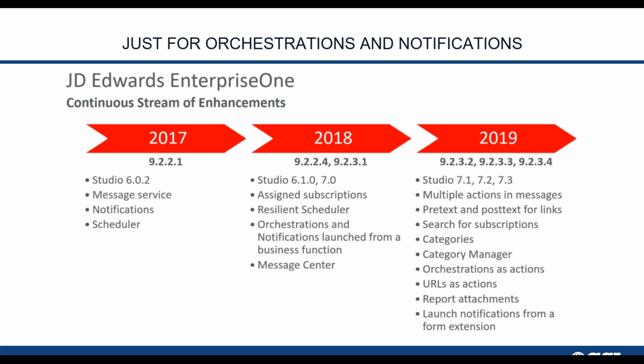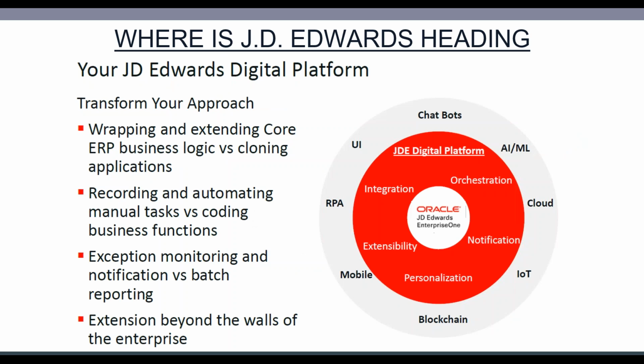So this picture right here is also important because if you're not on Tools Release 9.2.3.5, you're not going to be able to get all these capabilities. If you're only on Tools 9.2.2.1, you can't use Orchestrator Studio 7.3. You have to use Orchestrator Studio 6.0.2, which is a lot less robust. So this is just me trying to say to you, get code current. Get onto the latest tools releases. You don't have to get to the latest apps release, but at least get to the latest tools release. Because where are we going?